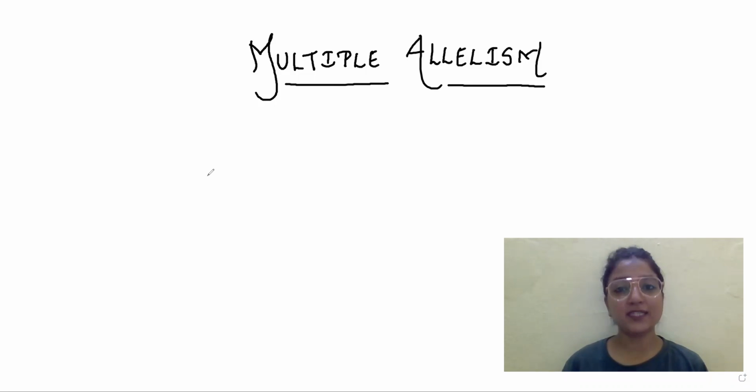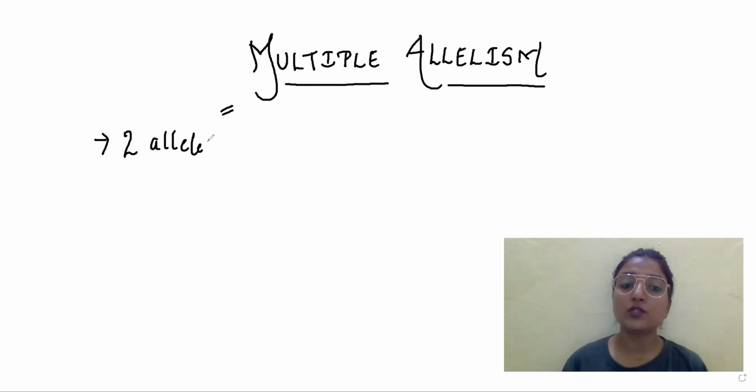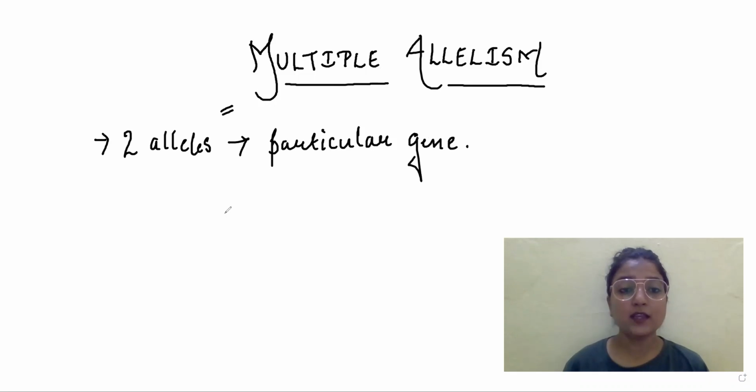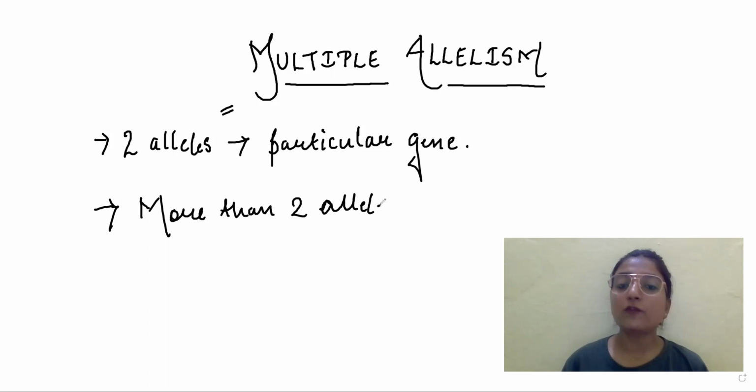In this video, we will be discussing multiple allelism. The name itself indicates multiple allelism. We generally study that two alleles are responsible for a particular gene, or you can say a particular phenotype, right? But in multiple allelism, more than two alleles are responsible for a particular gene or the particular phenotype, right?